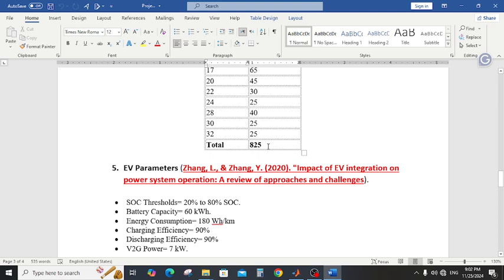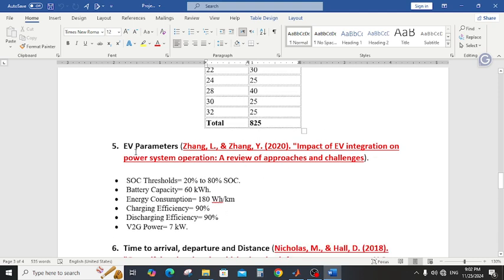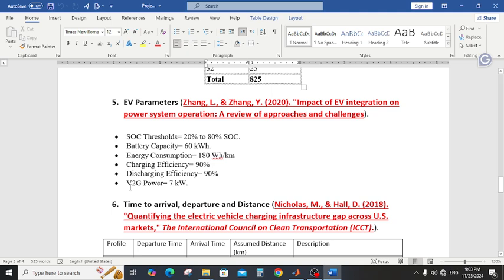This is for all the buses, and the total number of EV in our system is 825. Another input parameter is the EV parameters. The state of charge threshold is between 20% and 80%. The battery capacity is 60 kilowatt hour. The energy consumption is 180 watt-hour per kilometer. The charging efficiency and discharging efficiency are 90%, and the vehicle-to-grid power means the vehicle can discharge to the grid at 7 kilowatt per hour.